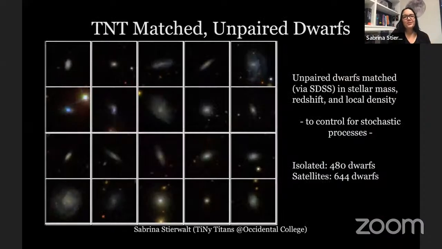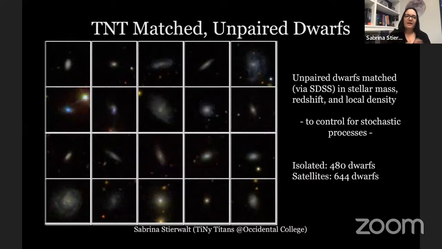And we have one other control sample, which is our matched unpaired dwarfs. So these are dwarfs that are identical to the dwarf galaxies in the Tiny Titans pairs. They have similar stellar mass, similar metallicity, similar redshift, similar environment, except they're not in a pair. You'll see that I compare to this sample as well, and the goal is to say, what if we are seeing some physical effect in our dwarf-dwarf merger, we want to ask, would this have happened to this dwarf galaxy even if it weren't in a merger?